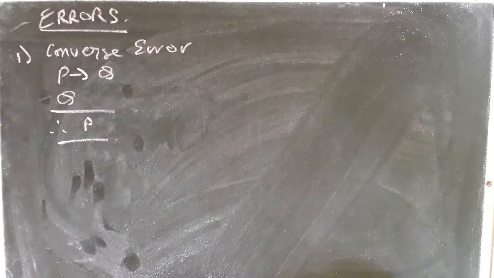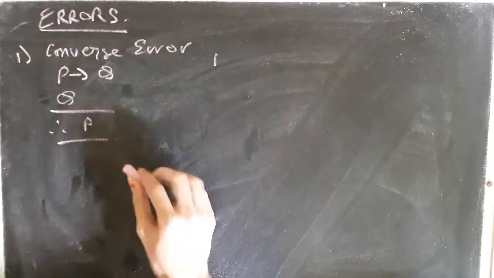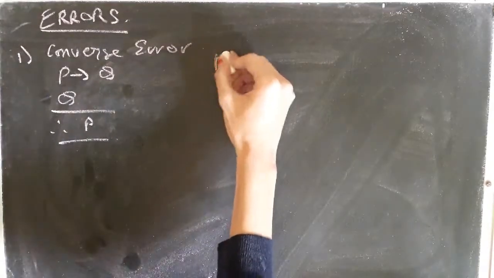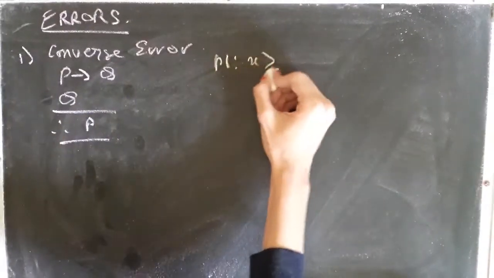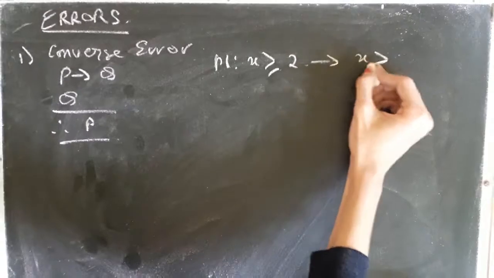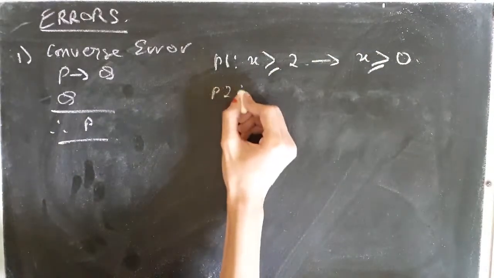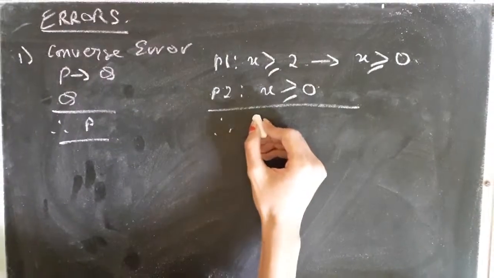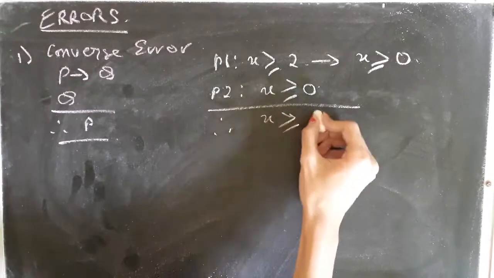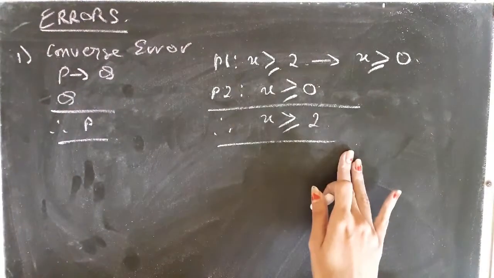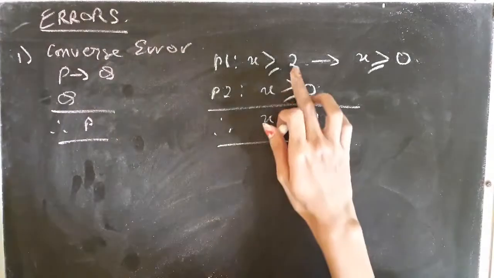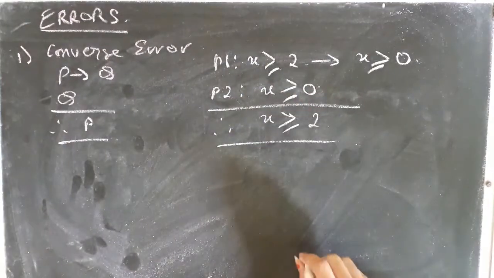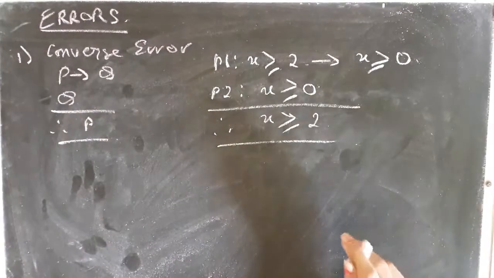Let us present an example here. Suppose P1 is x is greater than or equal to 2, then x is greater than or equal to 0, and P2 is x is greater than or equal to 0. And we are just saying that therefore x is greater than or equal to 2. This is obviously quite invalid because what is the first premise? X is greater than or equal to 2. That is x is 2, 3, 4 to infinity.